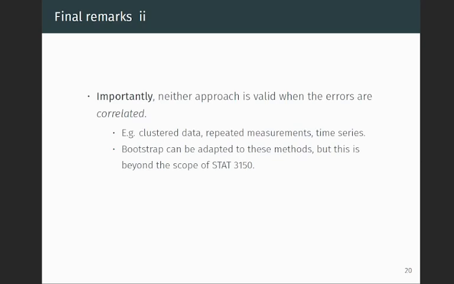And then the final remark is that neither approach is valid when you have correlation between the error terms, because we're assuming that our rows are independent in our data set. When is it the case that the errors are correlated? Well, it happens when you have clustered data or repeated measurements or time series data. Bootstrap can actually be adapted to these methods, and I encourage you to look it up if you're interested, but this is beyond the scope for this course. But just remember that what we've looked at assumes that the error terms are independent.